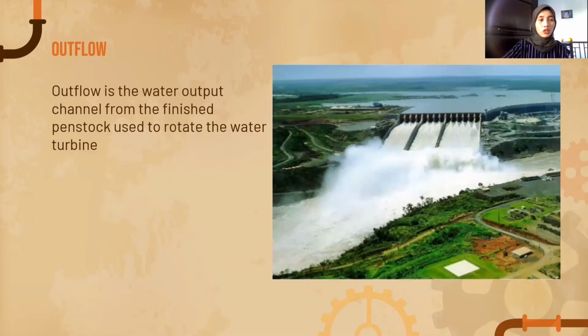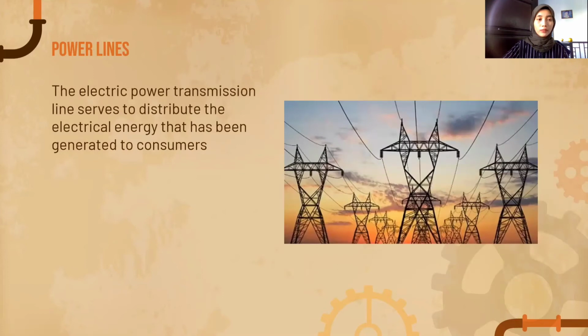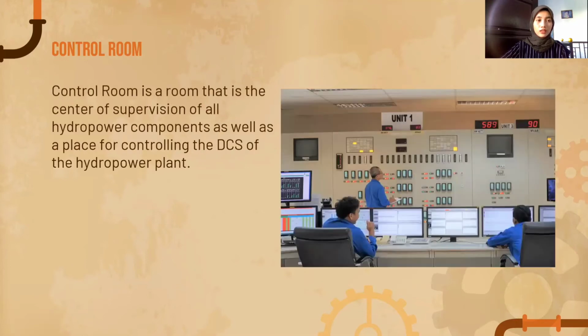Next is outflow. Outflow is the water output channel from the penstock used to rotate the water turbine. Power lines. The electric power transmission lines serve to distribute the electrical energy that has been generated to consumers. Next is control room. Control room is a room that is the center of supervision of all hydropower components as well as a place for controlling the DCS of the hydropower plant.